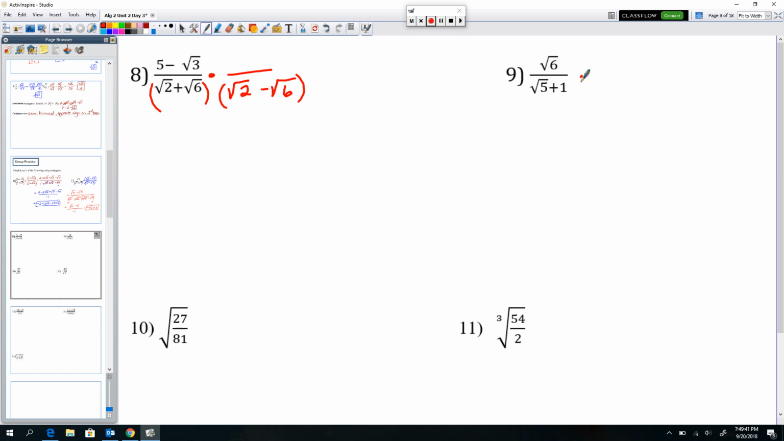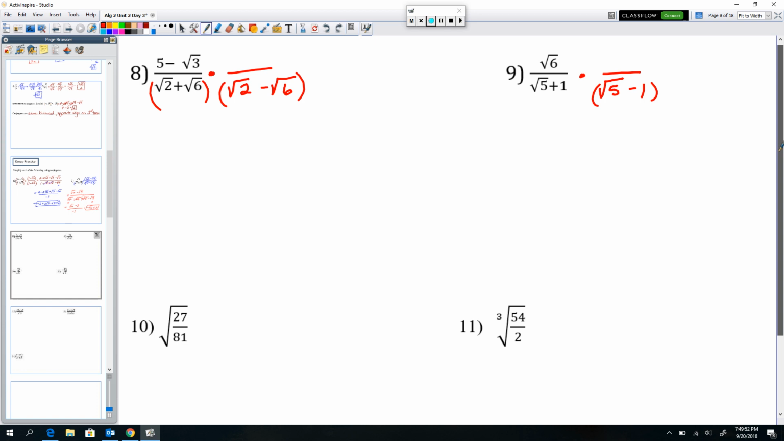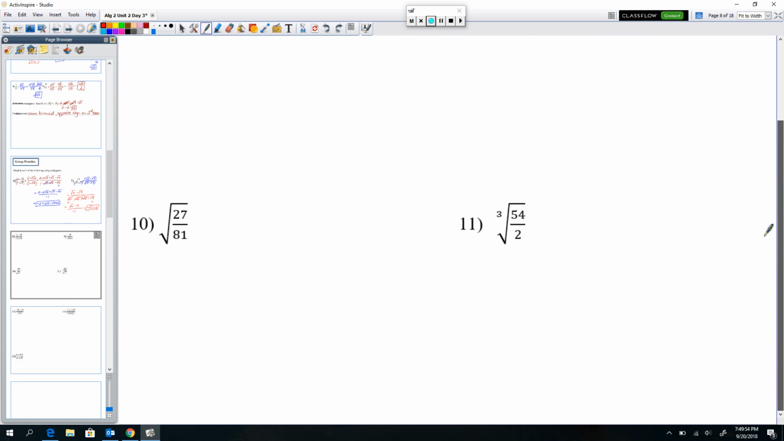Number 9, you're going to be multiplying by square root of 5 minus 1 on the top and the bottom. You're going to be distributing on the top and foiling on the bottom, so I'll let you guys try that one. I want to make sure you know what's going on in number 10 before I let you go off on your own. So number 10 has an interesting situation.